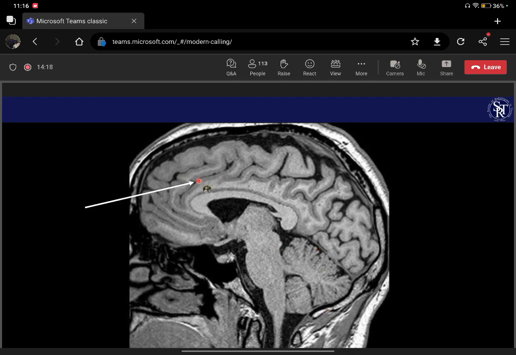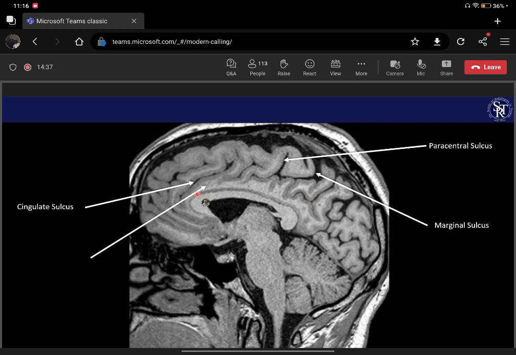Our arrow here is pointing to a CSF space again. This is the cingulate sulcus. Next, we have the ascending branch of it, so that is a paracentral sulcus. Next, this arrow is pointing to the second branch that comes off the cingulate sulcus, so that's the marginal sulcus. Just below the cingulate sulcus, we have the cingulate gyrus. Between the two branches, we have the paracentral lobule.